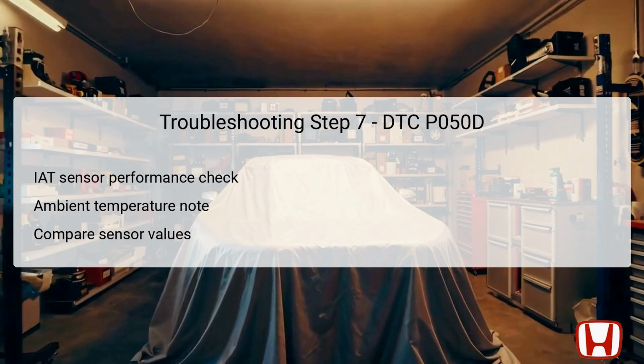The final troubleshooting step involves checking the performance of IAT sensor 1. First, turn the vehicle to off lock mode and allow the engine to cool down to ambient temperature. Make a note of what this ambient temperature is. After that, turn the vehicle back to on mode and quickly note the value recorded by IAT sensor 1 using the HDS. This value should be compared against the previously noted ambient temperature.